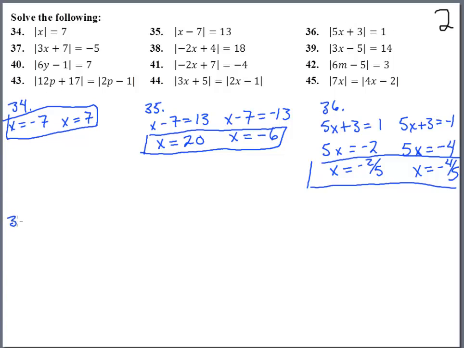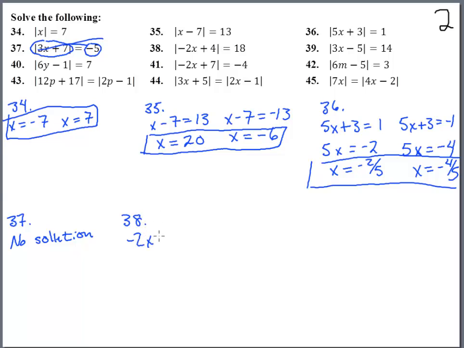Number 37. I'm not even going to write this problem down because here we have an absolute value, and here we have a negative. That will never happen. There is no solution. You can't make an absolute value come out to equal a negative number. 38.